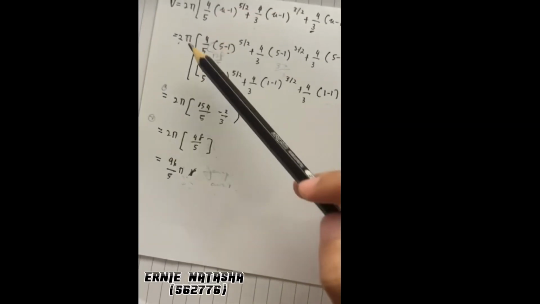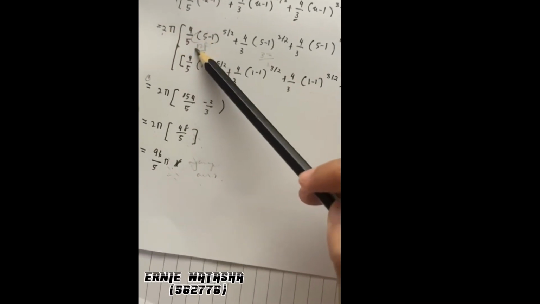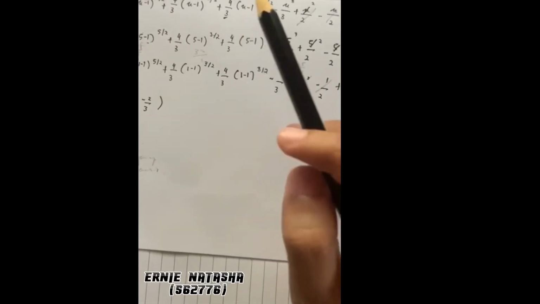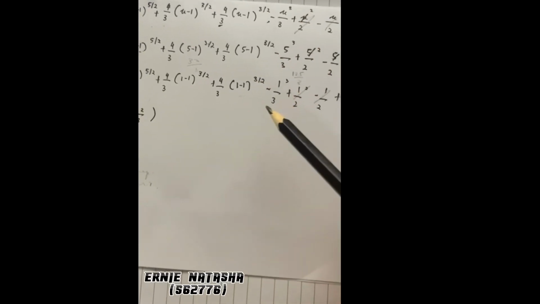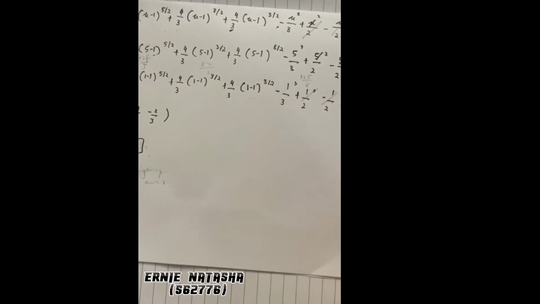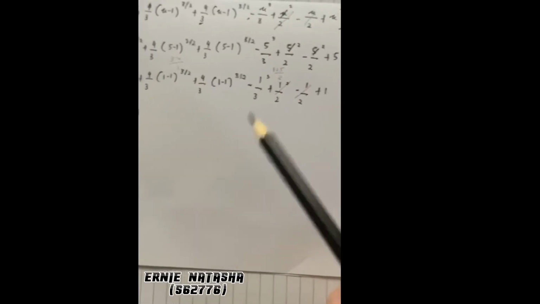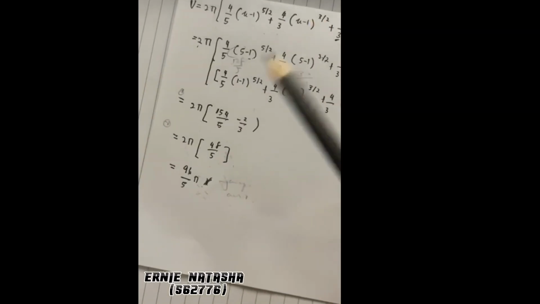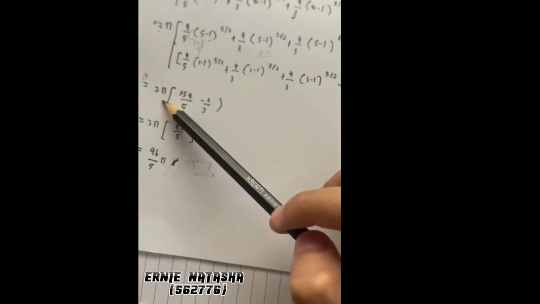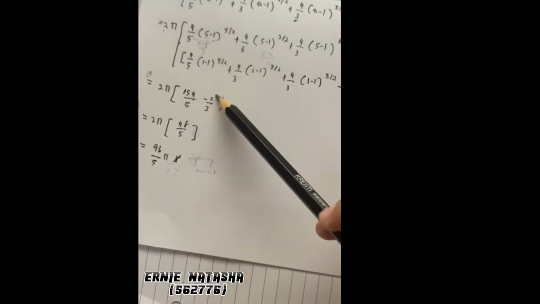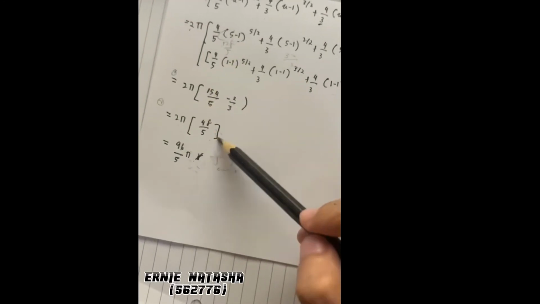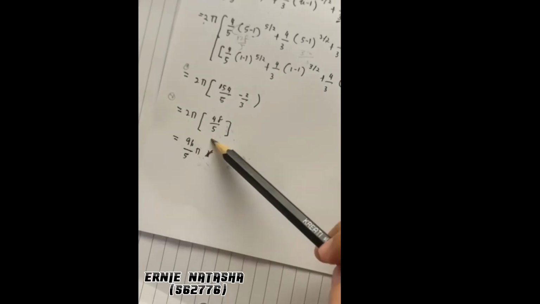After that it will become like this: 2 pi times 4 over 5 times 5 minus 1 power 5 over 2 plus 4 over 3 times 5 minus 1 power 3 over 2. Then this one is 2 times, and then minus 5 cubed over 3 and so on. Then the answer on the left side, we will get 2 pi times 154 over 5 minus 2 over 3, which will give 2 pi times 48 over 5, and then the left one will become 96.